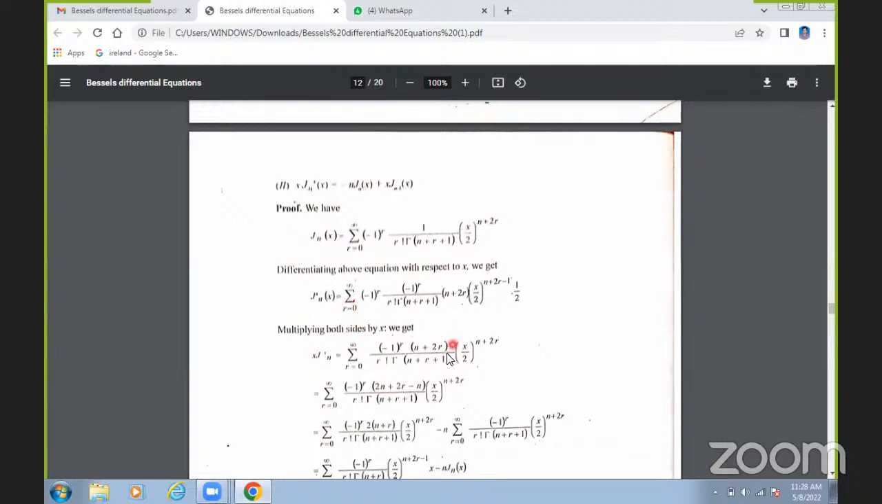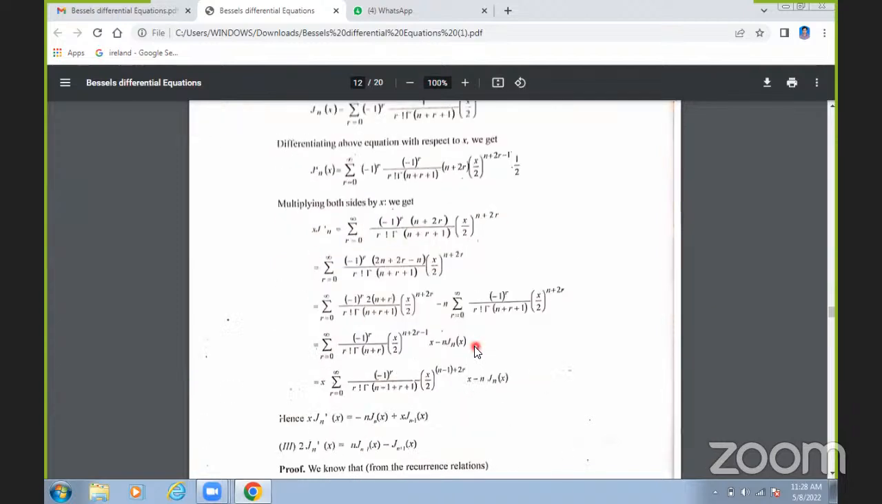Again, on both sides we have to multiply with x as we did in the previous one. So we have to multiply this, and after multiplying, we'll get this equation.